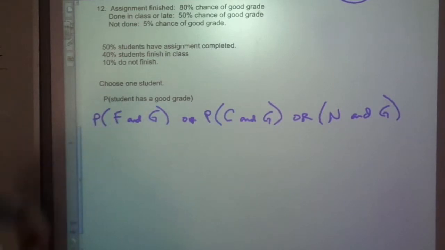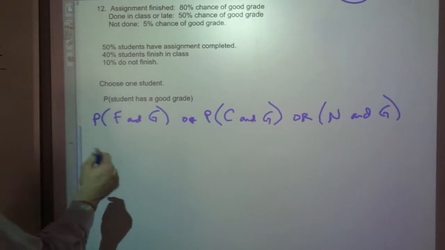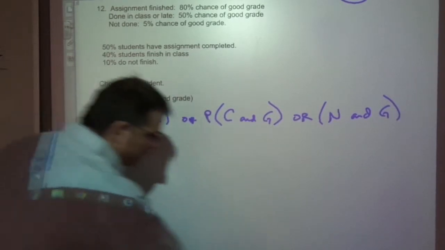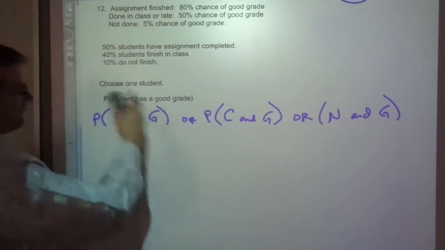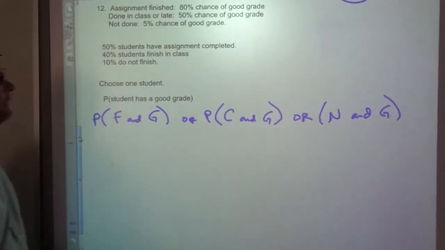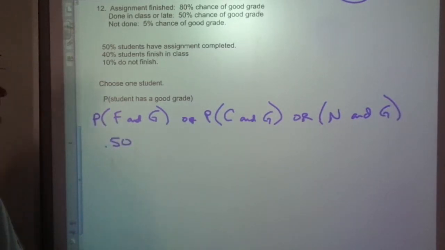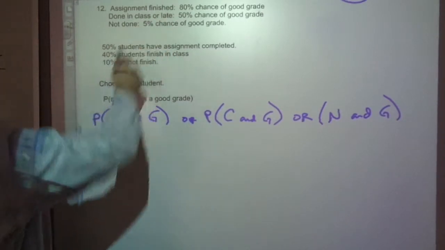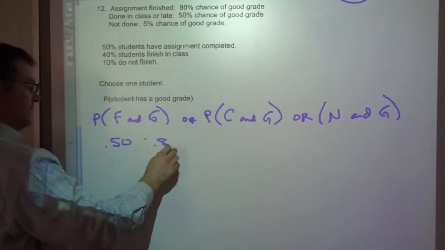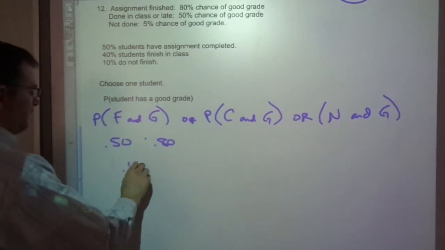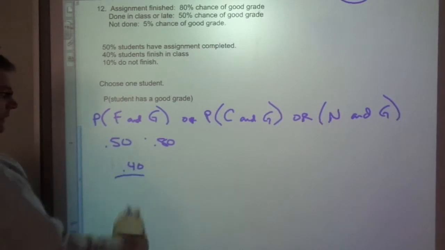So if his assignment is finished, there's an 80% chance. If we pull somebody, what's the probability that he's got his assignment done? That is 80% chance. Oh, no, that's not true. Only 50% of the students have their assignment completed. So if I pick a person at random, the probability that he has his assignment finished is 50%. And the probability, if it's finished, that he has a good grade is 80%. So the probability of finding somebody that both is finished and has a good grade is 40%, 0.4, if you multiply those two together.